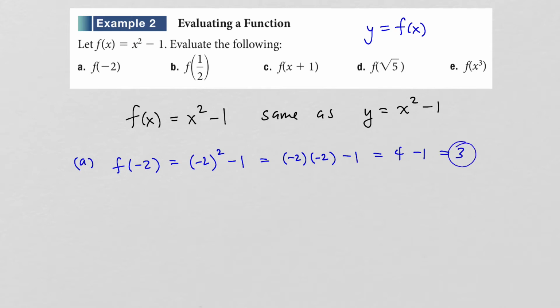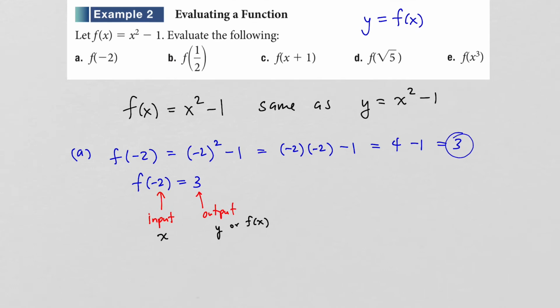So the answer is 3. In the end, I can write f of negative 2 is equal to 3. And what we're saying is when the value of the input variable is negative 2, the output of the function is positive 3. So remember that this is your input value, and this is your output value. To put that a slightly different way, your input value is x, your output value is y, or f of x. Okay, let's do the next one.